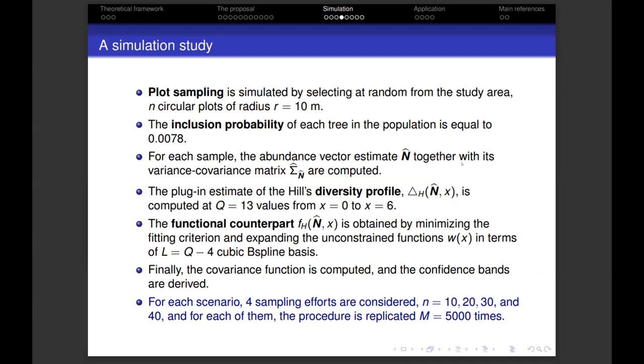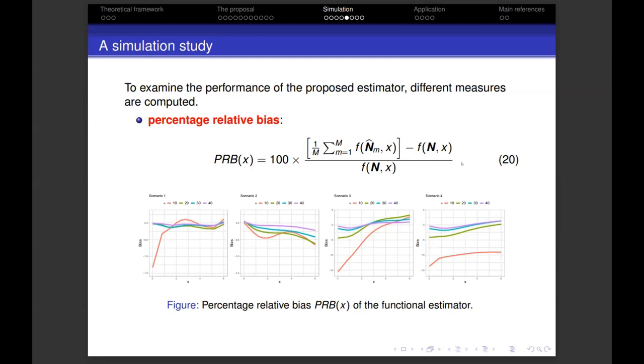These are the results. We use some indices to evaluate the performance. The first one is the relative bias. Each scenario is consistent because the bias reduces with increasing sample size.